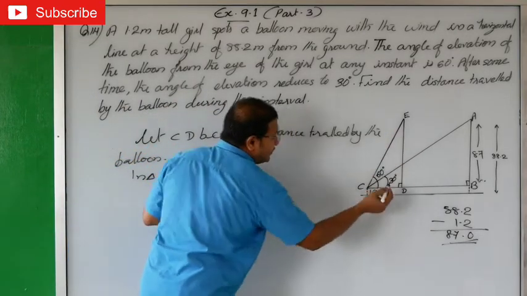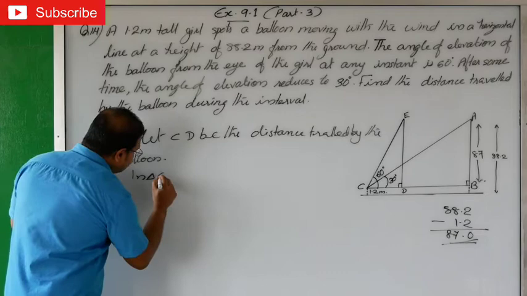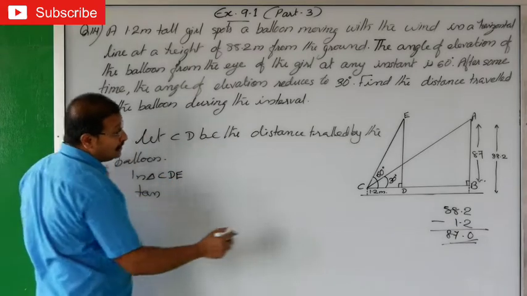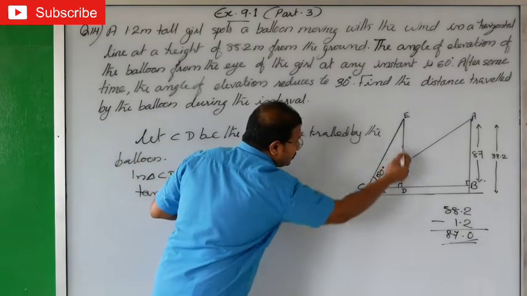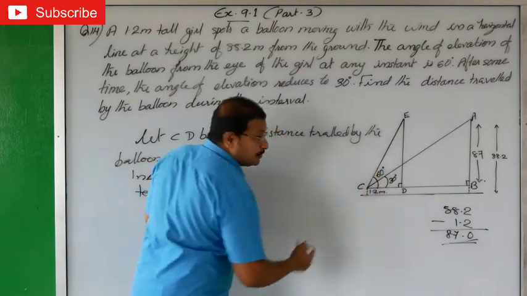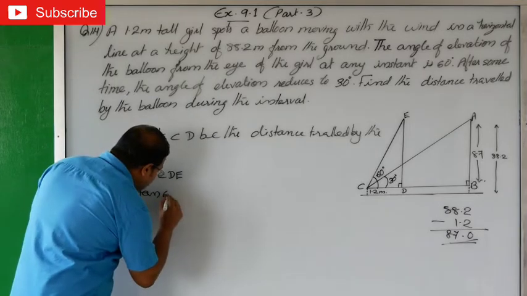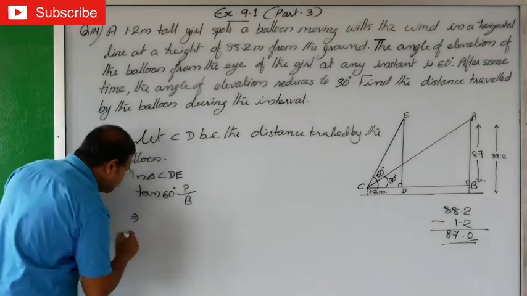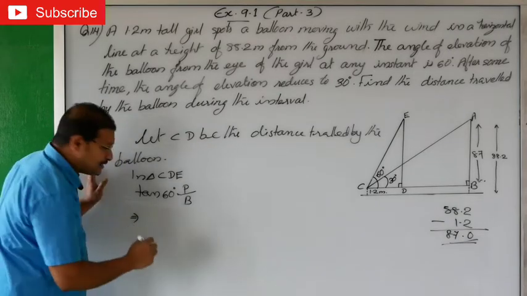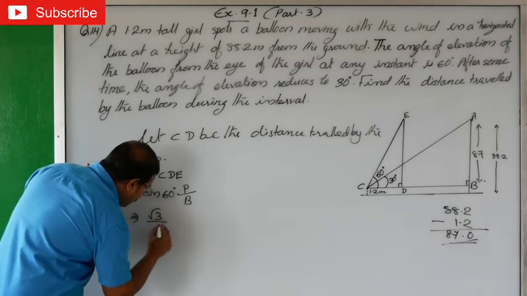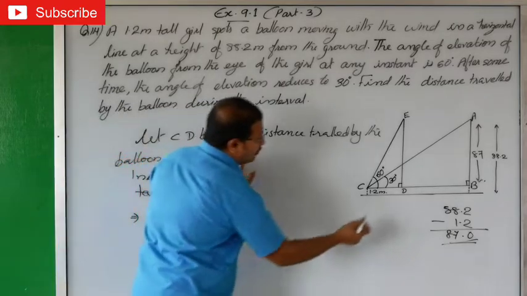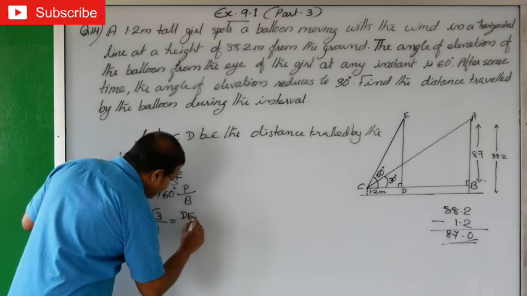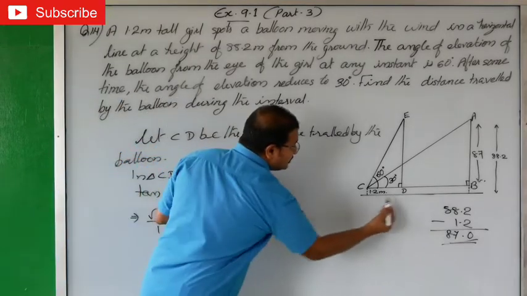See, in triangle CDE, we are going to take only tan. What will be the angle here in this triangle CDE? 60 degrees, isn't it? That means tan 60 degree equals perpendicular by base. What is the value of tan 60? Root 3, isn't it? So we'll write root 3 by 1 equals perpendicular. What is the perpendicular here? Yeah, DE divided by base CD.